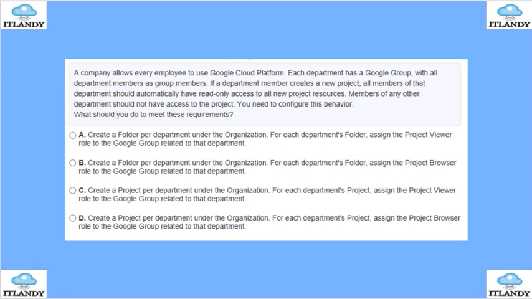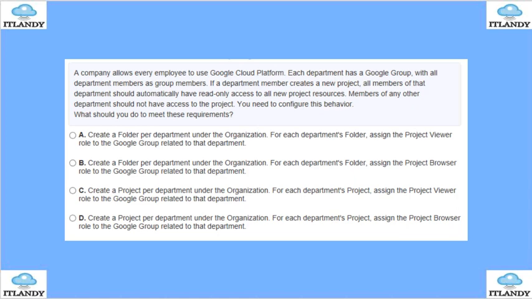Next, another scenario. A company allows every employee to use Google Cloud. Each department has a Google group with all the department members as a group. If a department member creates a new project, all the members of that department should automatically have read only access to the new resource. Members of any of the other departments should not have access to the project. What should you do to configure this behavior?